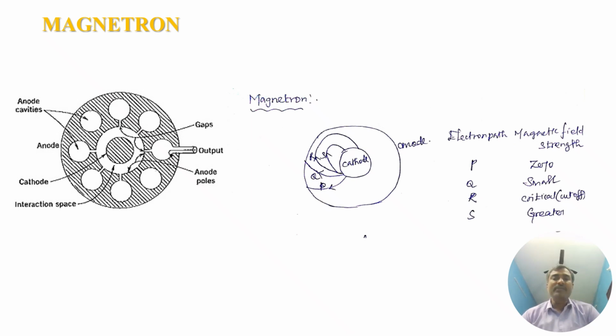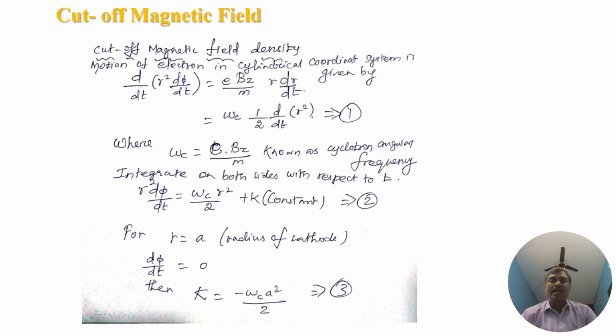This is the required condition for producing sustained oscillation. If the magnetic field is much higher than the critical magnetic field, the electrons will take a smaller curved path and come back to the cathode again without producing any oscillations. As the magnetron oscillator consists of a cathode and anode in the form of cylinders, it is necessary to use the cylindrical coordinate system for the analysis of the magnetron oscillator.